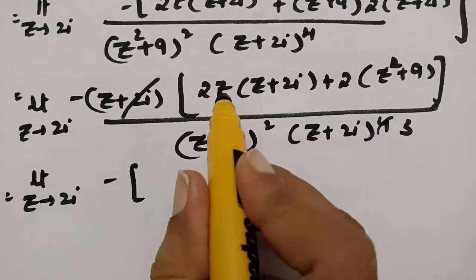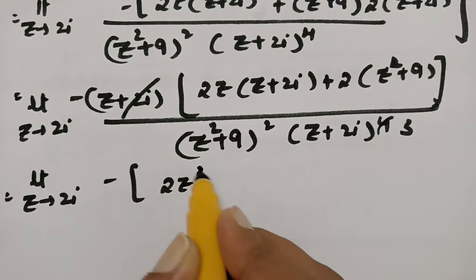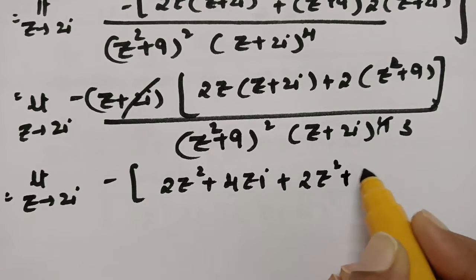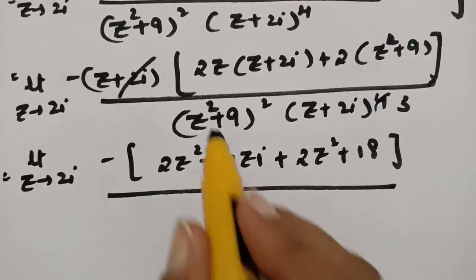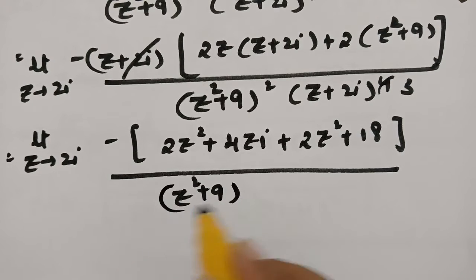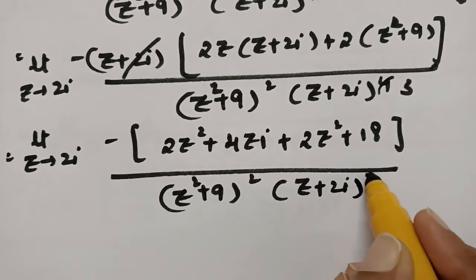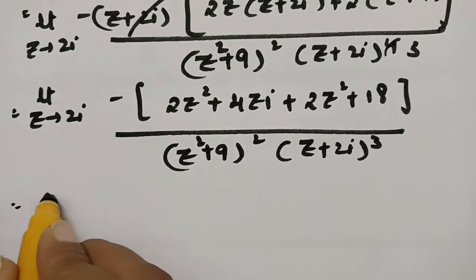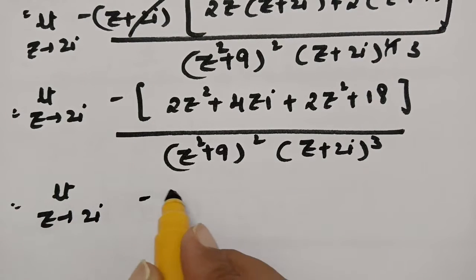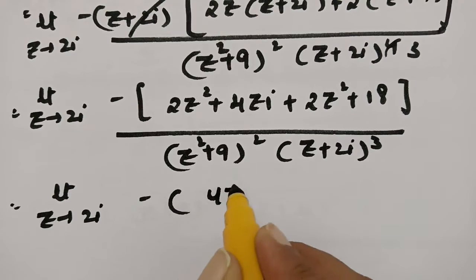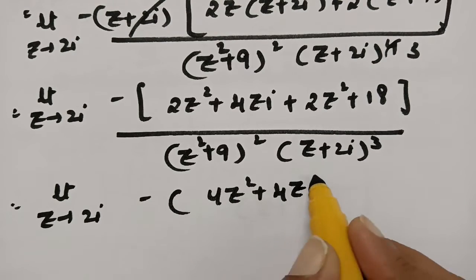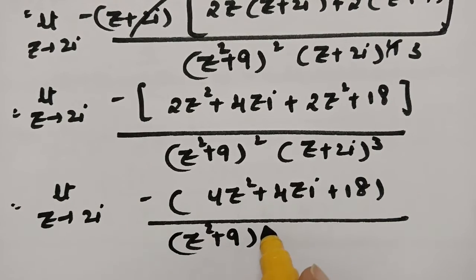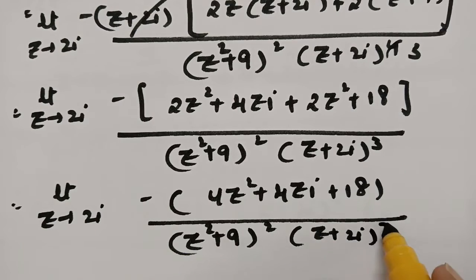So this will be limit z tends to 2i, minus 1 times of: if I multiply, this will be 2z square plus 4zi, and if I multiply again, 2z square plus 18, divided by (z square plus 9) whole square and (z plus 2i) whole cube. Now after simplifying, 2z square and 2z square give 4z square, so this is minus 1 times (4z square plus 4zi plus 18) by (z square plus 9) whole square and (z plus 2i) whole cube.